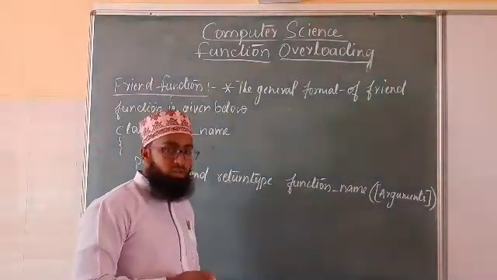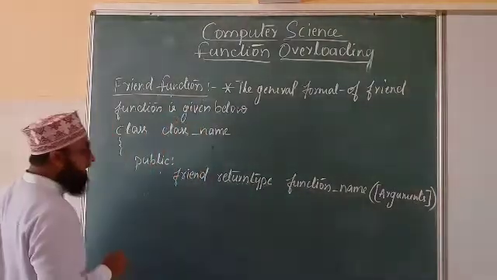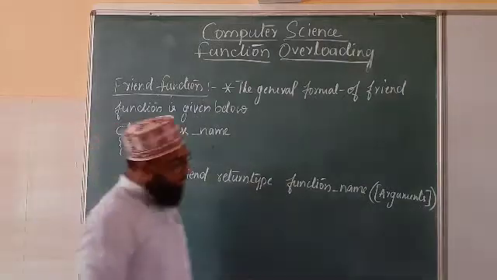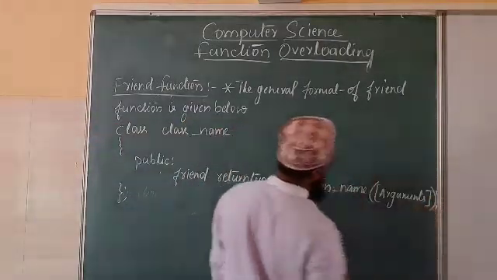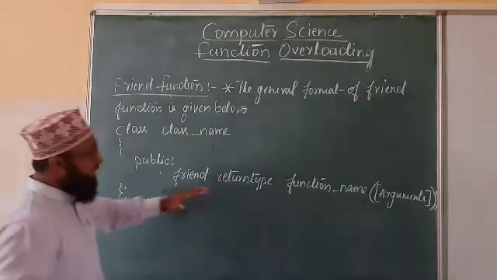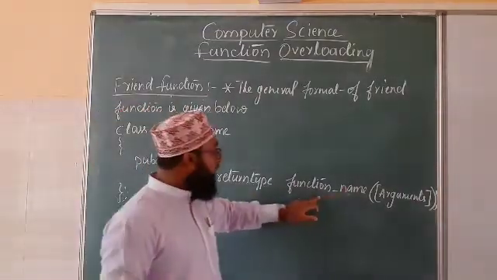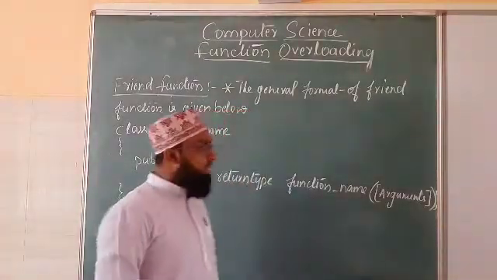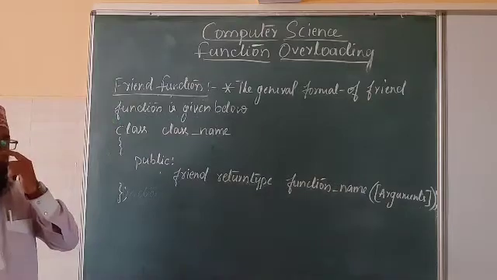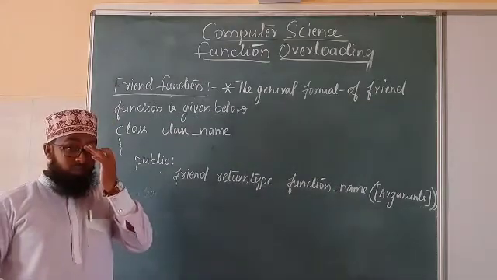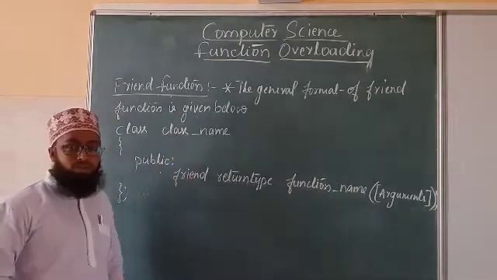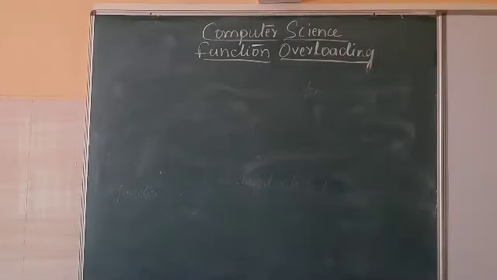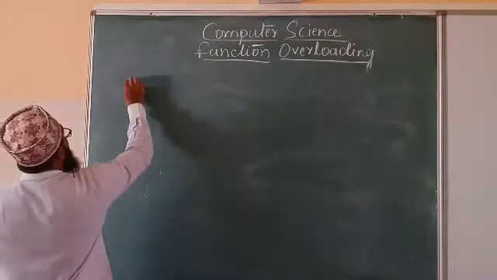After that the class will be closed here. Put a semicolon like this. Friend, return type, function name, and then arguments. Like this you need to define the friend function. This is the general format of the friend function. Now I am going to write the syntax of the friend function. General format is similar to the syntax.